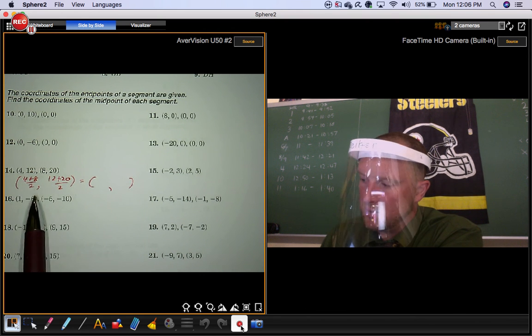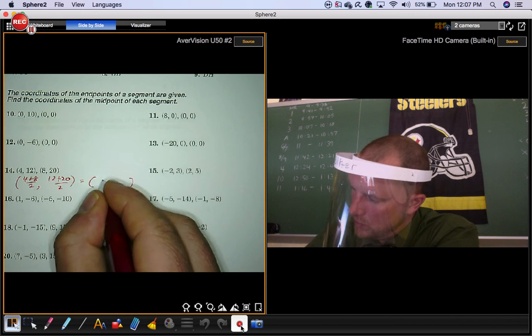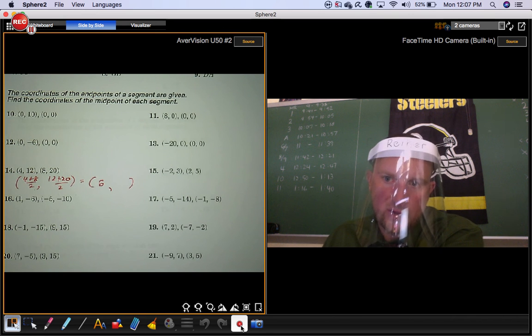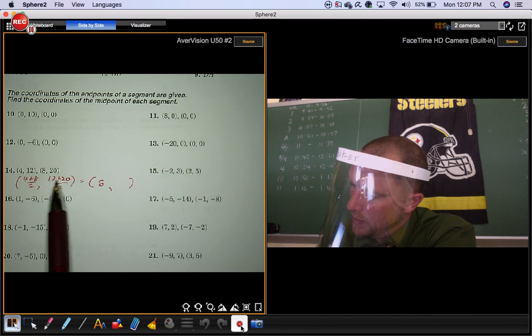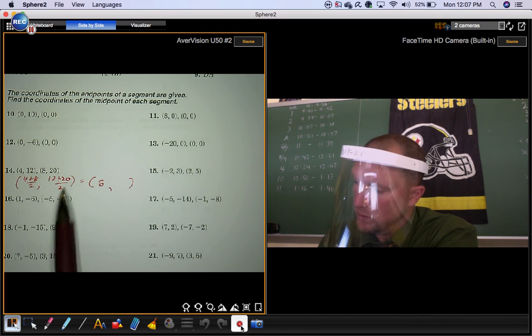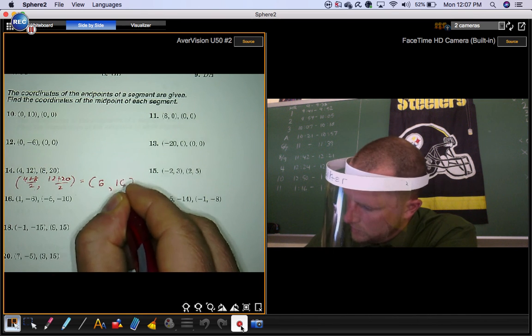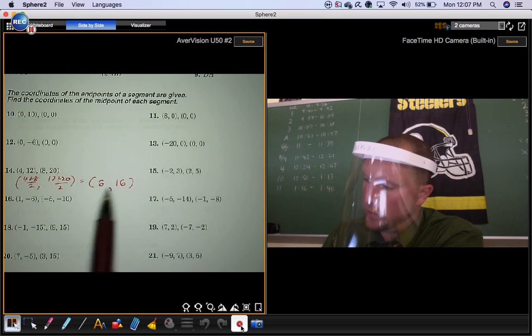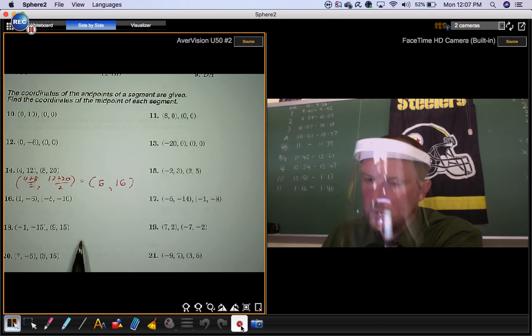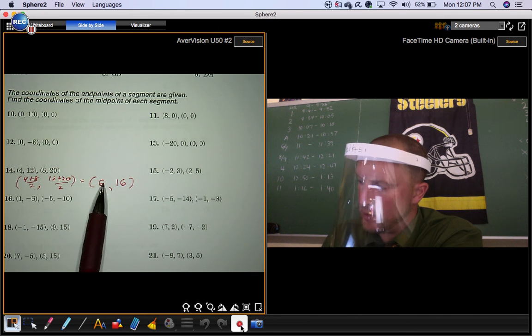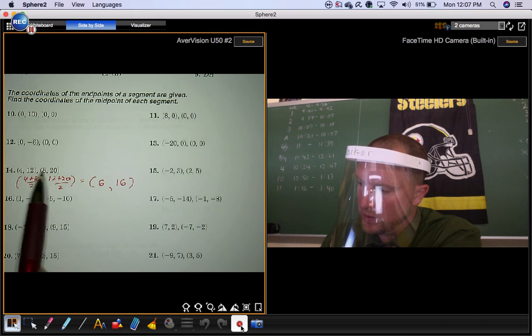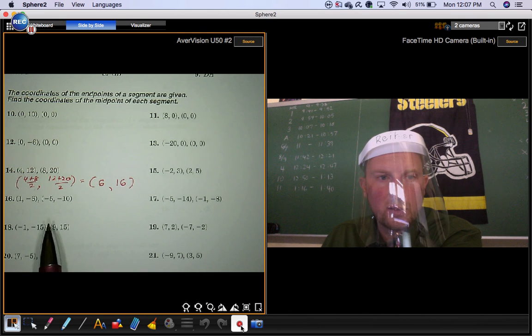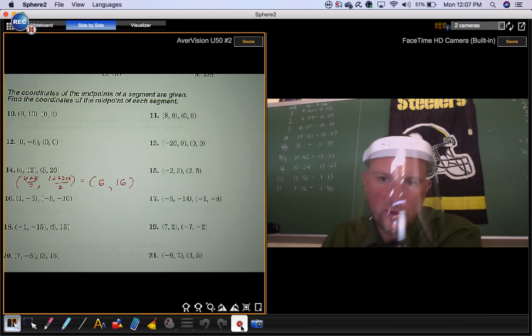4 plus 8 is 12, divided by 2 is 6. Now I can record my answer. 12 plus 20 is 32, divided by 2 is 16. That's where the midpoint lives. And now it makes sense because 6 is directly in between 4 and 8. 16 is directly in between 12 and 20. Always make sure your answer is reasonable.